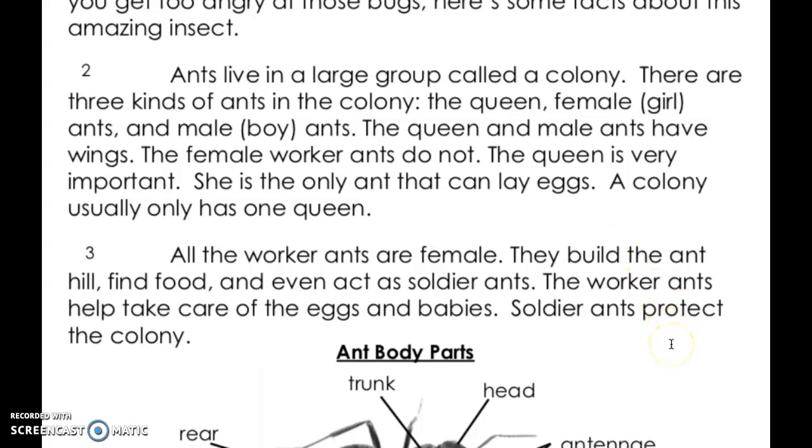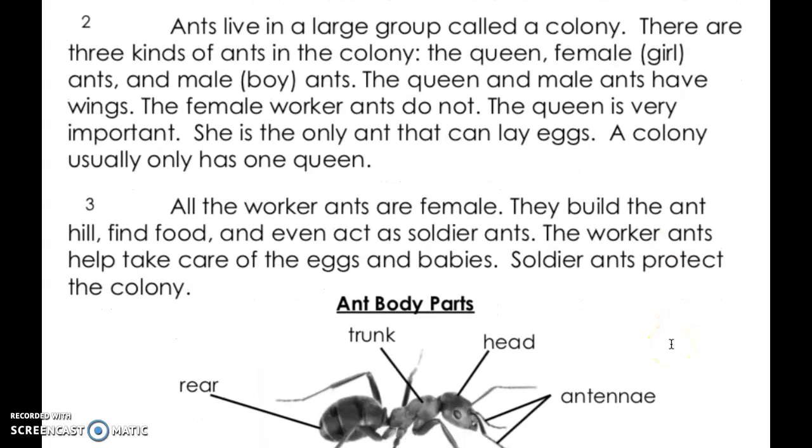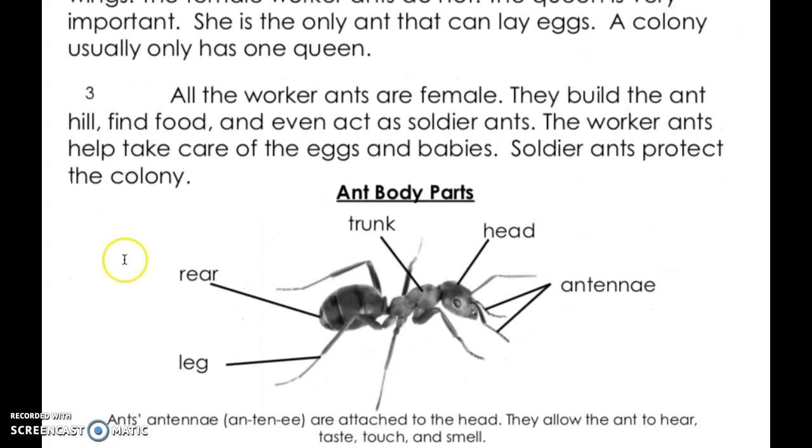Paragraph 3. All the worker ants are female. They build an anthill, find food, and even act as soldier ants. The worker ants help take care of the eggs and babies. Soldier ants protect the colony. Ant body parts: leg, rear, trunk, head, antenna. Ants' antenna are attached to the head. They allow the ant to hear, taste, touch, and smell.